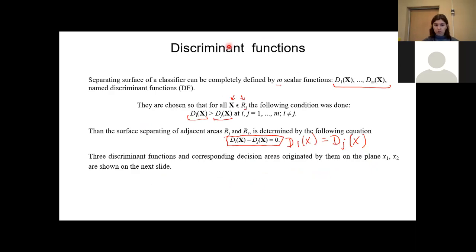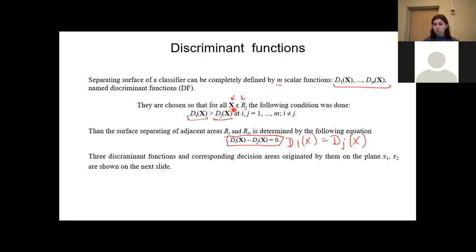And the separating surface of the classifier can be completely defined by m, equal to the number of classes, scalar functions. Don't forget it. We will call them D functions, or discriminant functions. So how to choose these functions, yes.